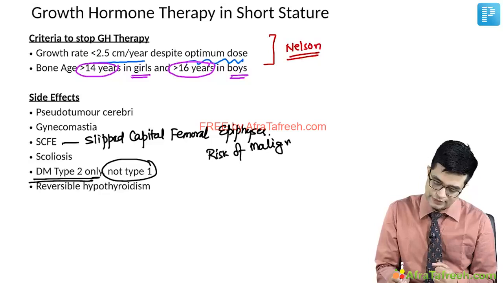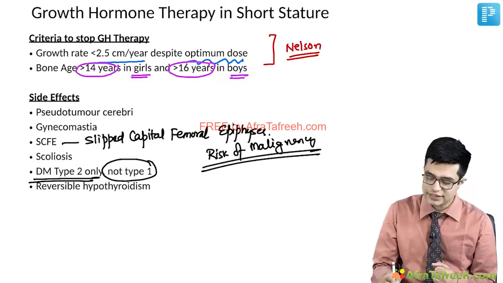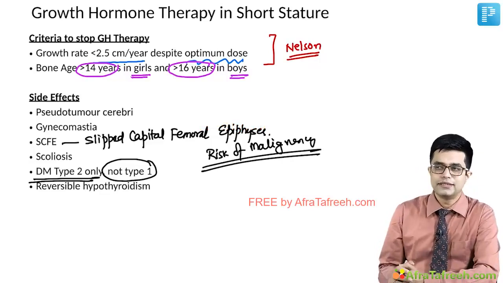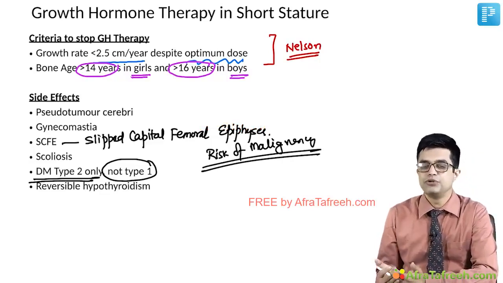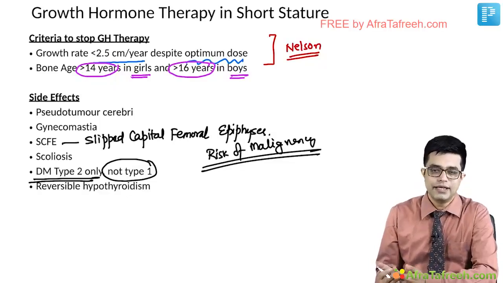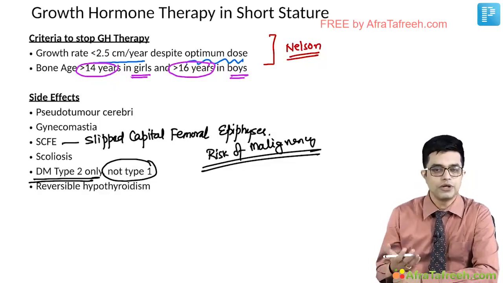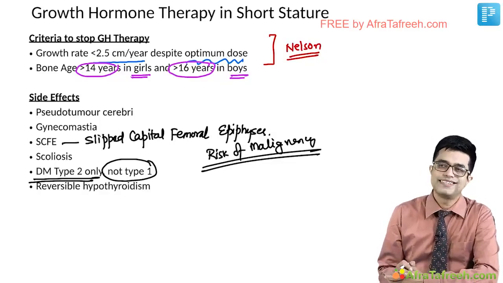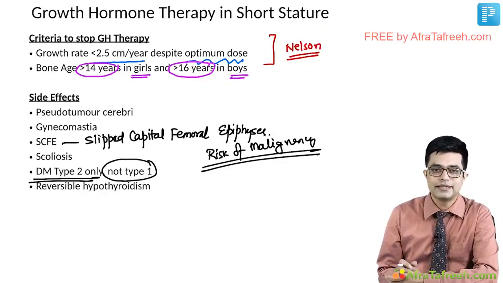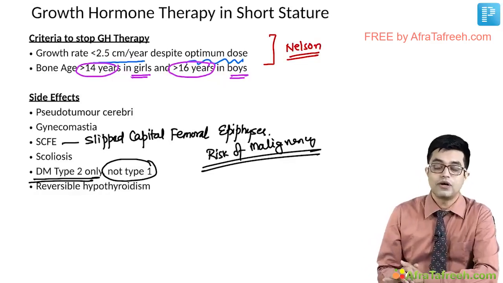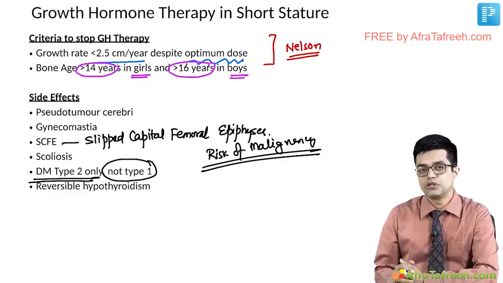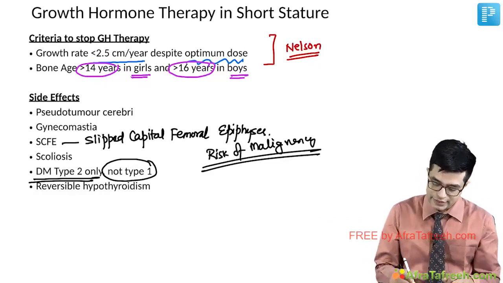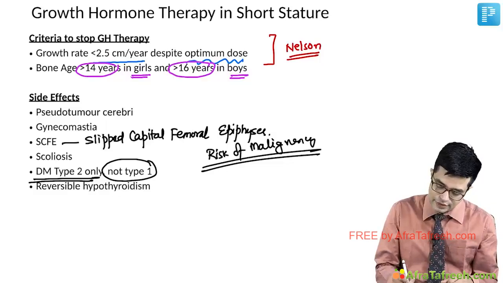Risk of malignancy, if you look at some of the older textbooks, they say there is a potential risk of malignancy. However, Nelson and most latest review articles all agree upon one thing, that the risk of leukemias and solid tumors has not significantly been increased as seen in larger trials and meta-analyses, although small trials and small case reports do exist. So the risk of malignancy is not significantly increased.